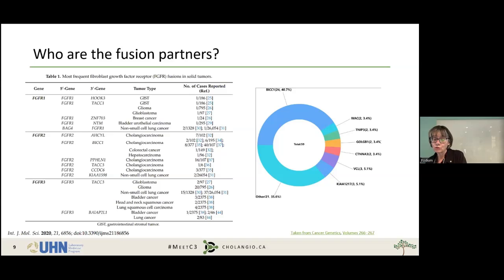And then you can see there's a whole bunch of other genes that can act as that driver. And then there's a whole pile, about 35.5%, where it says other. And what has happened is we've realized over the years that there are more than 150 different partners that can do this with FGFR2, and we're finding more of them all the time. So now you start to see the complexity of that landscape that we have to look at in the molecular lab to figure out whether or not there is such an event happening in a tumor.